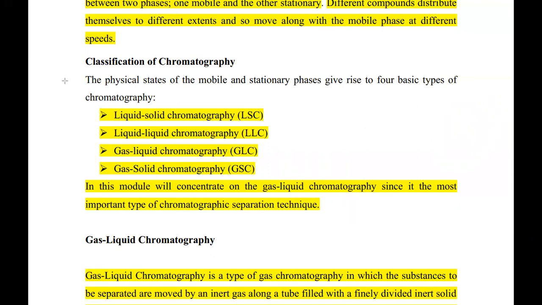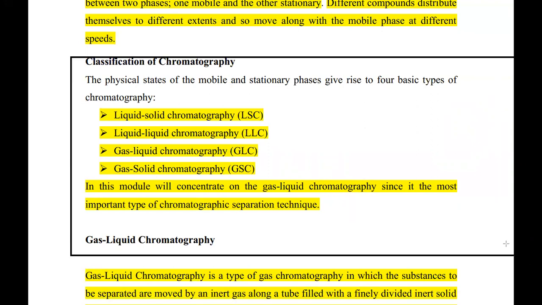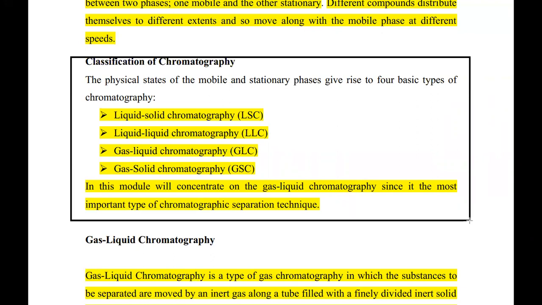So we're saying the first one. The classification of chromatography is based on the state of the stationary phase. So the physical state of the mobile as well as the stationary phase will give rise to the 4 types of chromatography. The first one that we have here is liquid solid chromatography, but you understand very well.